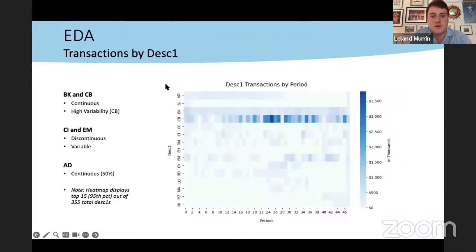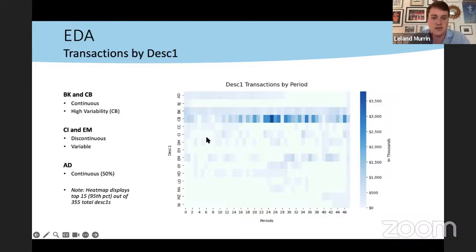Similarly, for description 1, drilling into the engineered feature that I was discussing earlier from the transaction ID, the first part of the transaction ID that persists across periods, we saw some of them were really sparse. This is a very, very sparse data set, so a lot of them were quite sparse. There were some that were really continuous but had very constant transactions, like AD, and then there are some that are just straight discontinuous and variable as well.